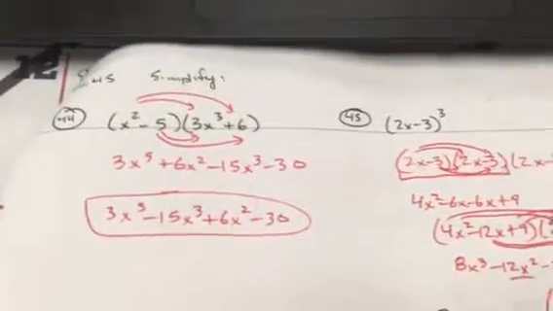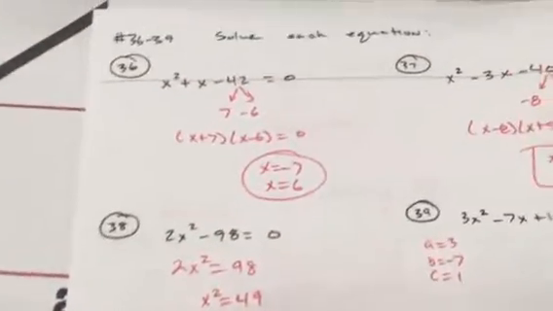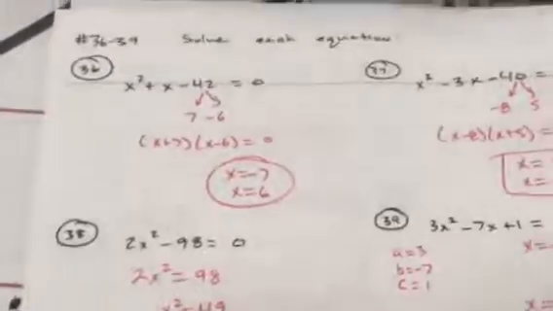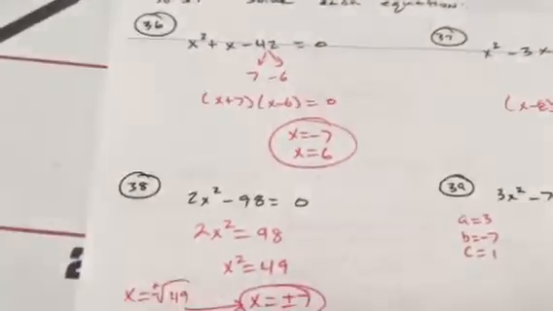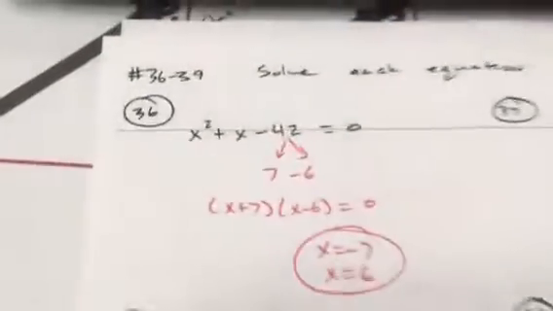All right, folks, welcome to 90.9 The Quadratic for the rest of your answers to your Algebra 2 Fall Final Exam Review Guide. Guys, on 36 through 39, you need to solve the quadratics, whether you use the quadratic formula in 39 or you try to factor in 36 and in 37.